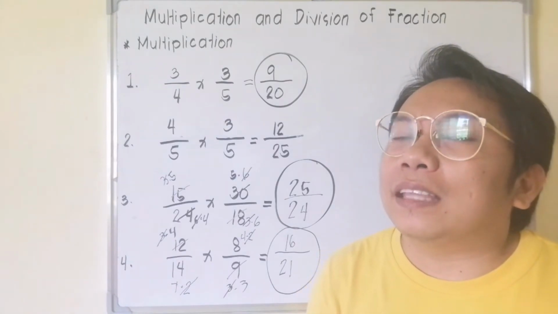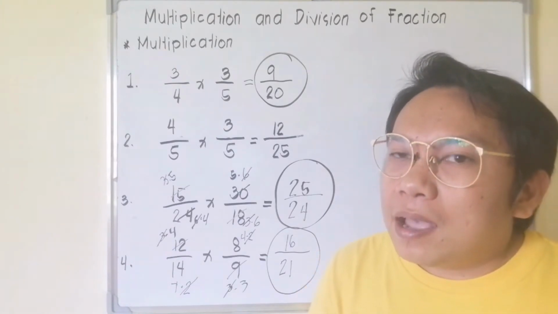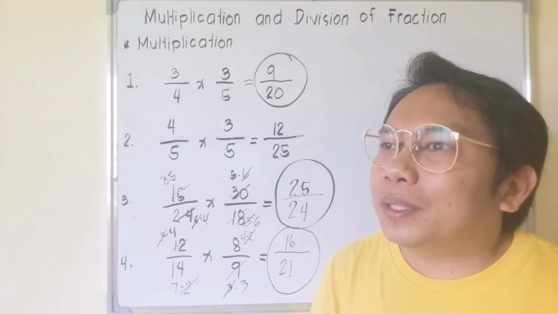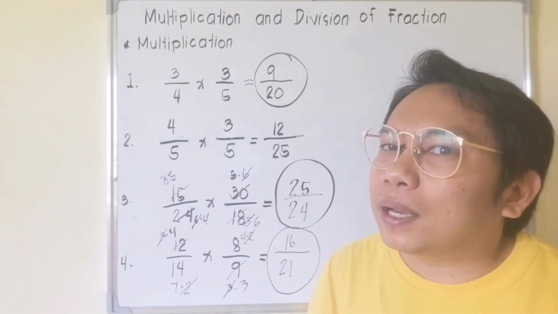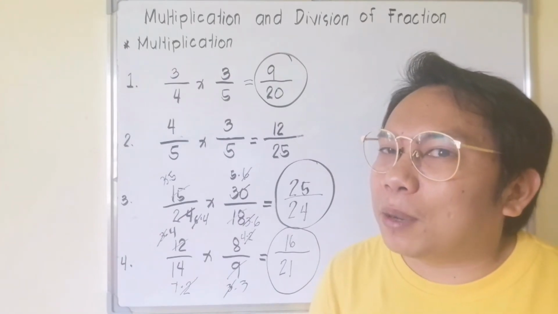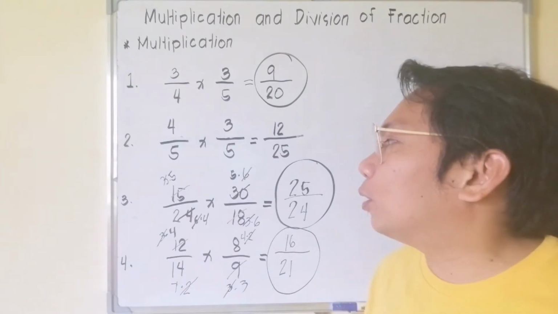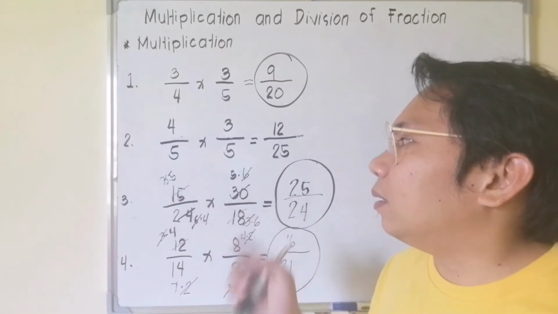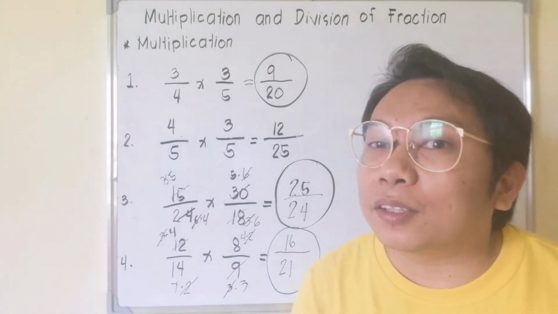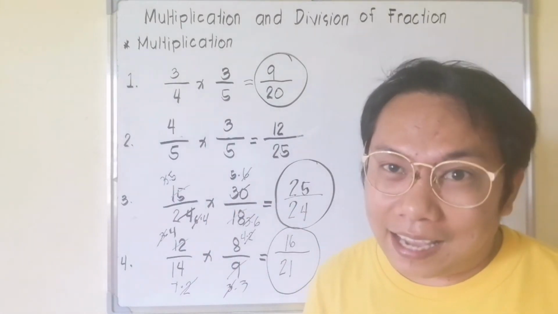Kung meron kayo nakitang common factor, you first express the number with the common factor para makancel out, para meron na lang tayong mga maliliit na numbers na kailangan nating i-multiply. No need to multiply bigger numbers. Pero kung wala kayong nakikitang factor, wala kayong magagawa kundi i-multiply talaga siya.